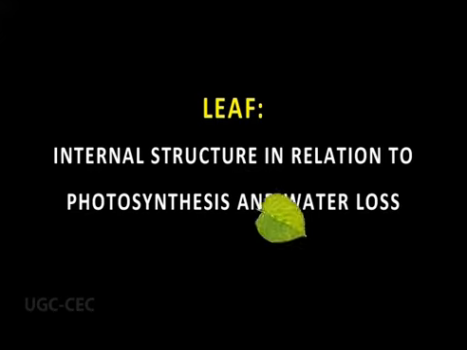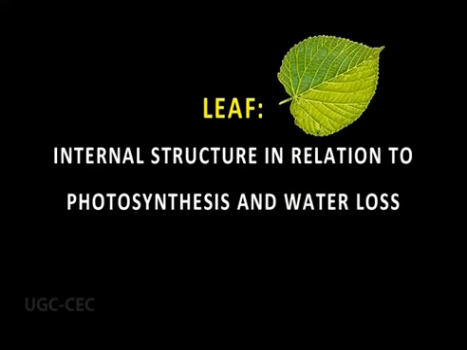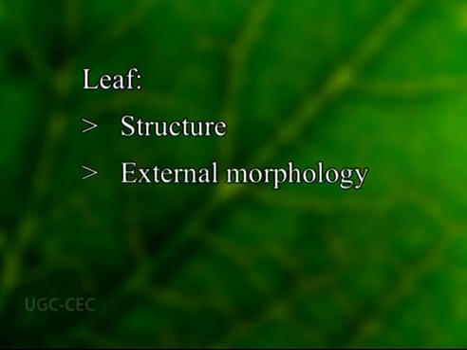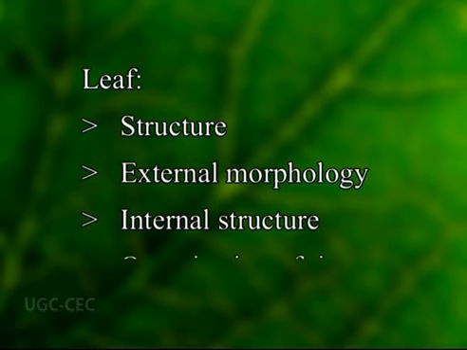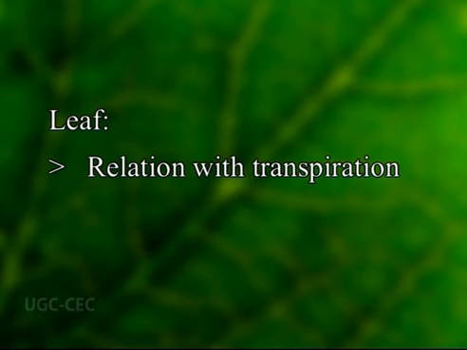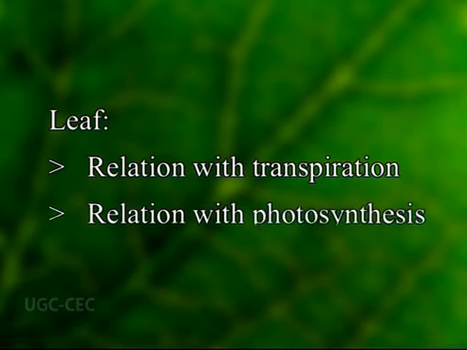So this is all about the topic leaf internal structure in relation to photosynthesis and water loss. In this topic, we have discussed the structure of the leaf, external morphology, internal structure and organization of tissues, and the relationship of the leaf with transpiration and photosynthesis.